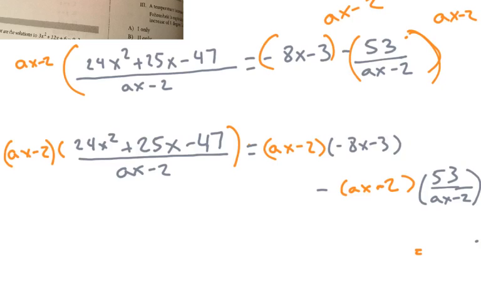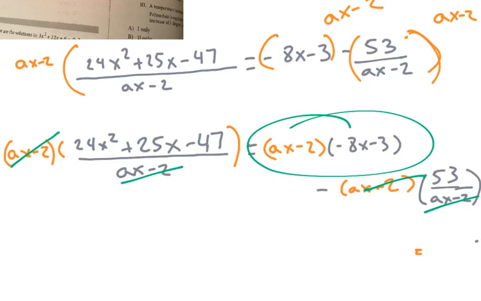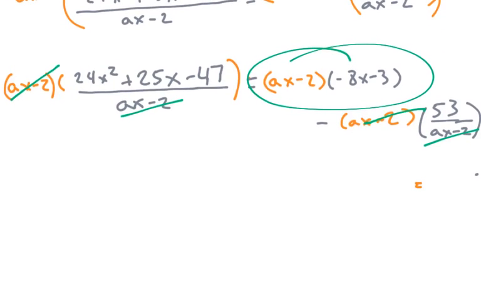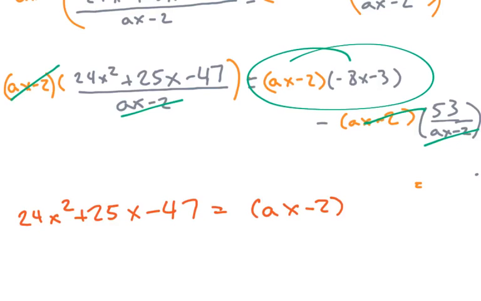Okay, so what happens here is we do this because the ax minus 2's will cancel out here. It doesn't cancel out over here, but that's okay. We can work with that. So we now have 24x squared plus 25x minus 47 equals quantity ax minus 2 times negative 8x minus 3. Let me clean that up a little bit. Minus 53.